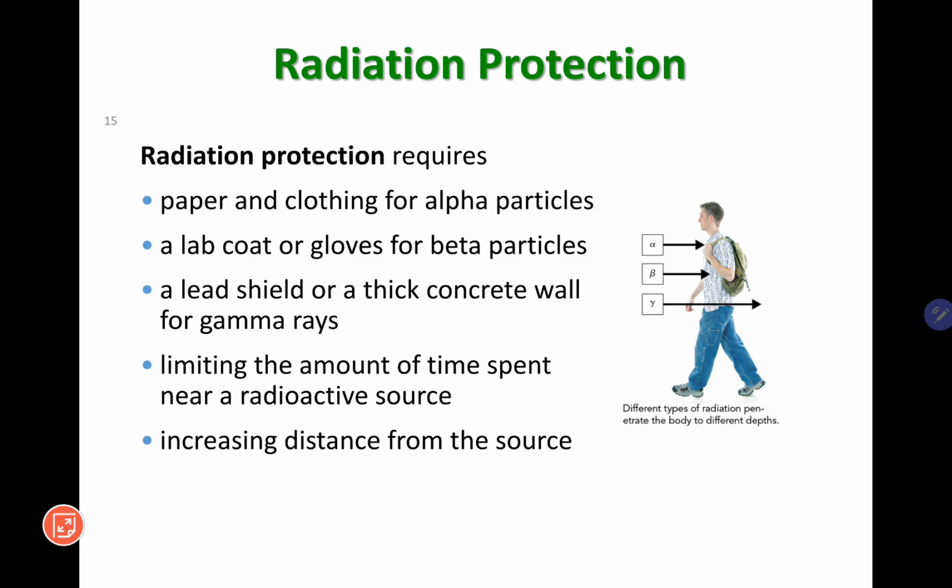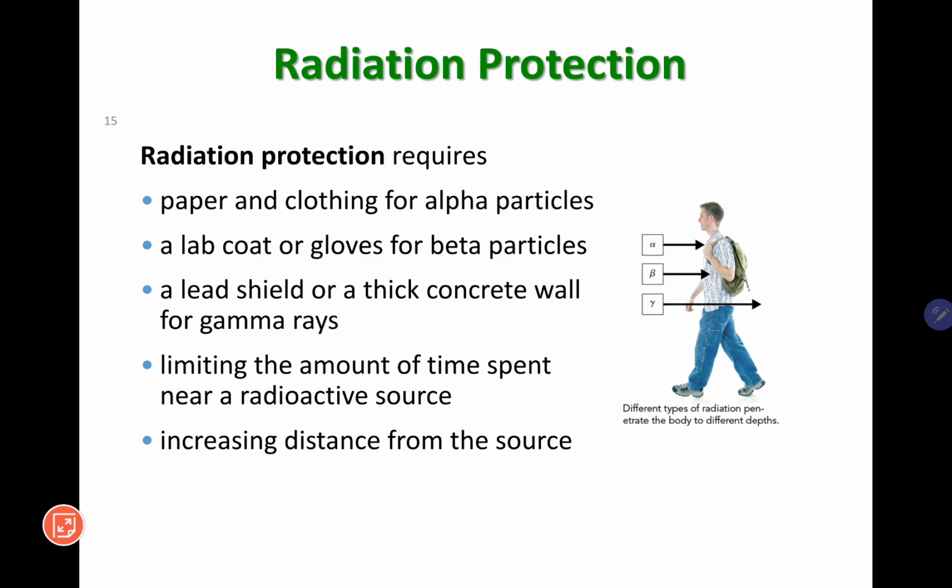Because they are very heavy, they are less mobile. It's like a huge human, right? When you are extremely huge, odds are that you are not going to be very mobile. So alpha particles don't travel fast and they don't travel long. Protecting yourself from alpha particles is easy: simple clothing or even things like paper could help you from getting exposed to alpha particles.